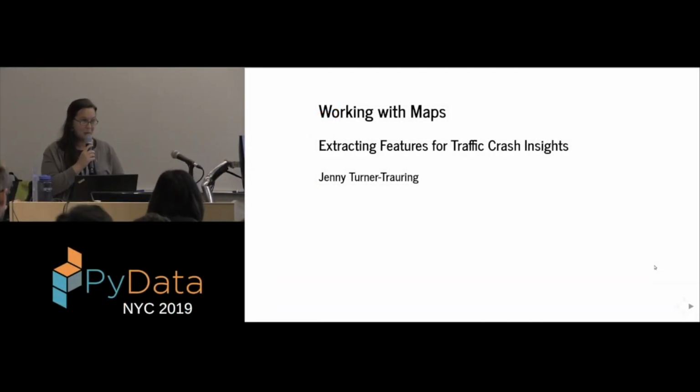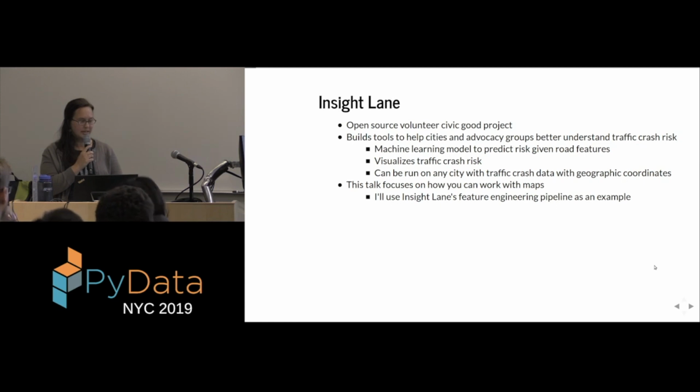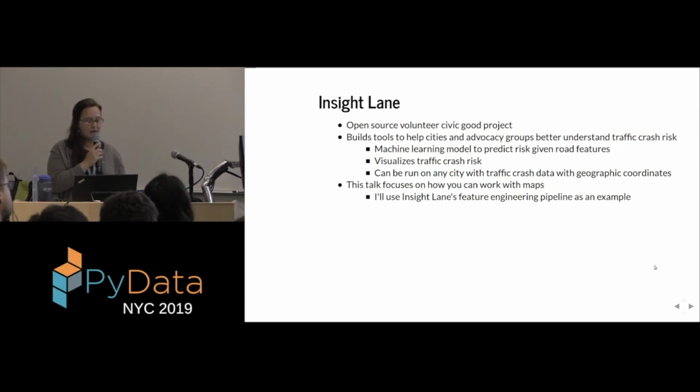Today I'm going to be talking about working with maps, extracting features for traffic crash insights. I'm a volunteer with Insight Lane, which is an open source volunteer civic good project through Data for Democracy. We build tools to help cities and advocacy groups better understand traffic crash risk. We do this by using a machine learning model to predict traffic crash risk given road features. Then we visualize the traffic crash risk.